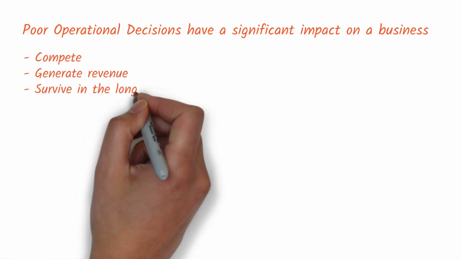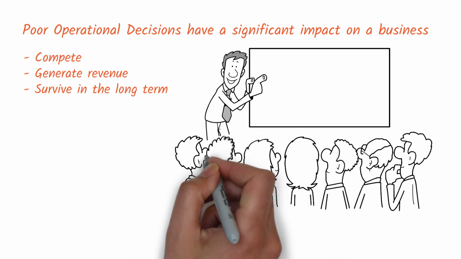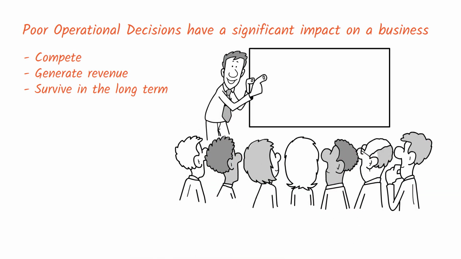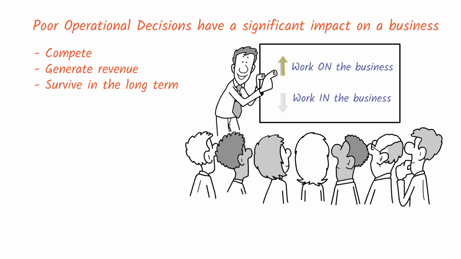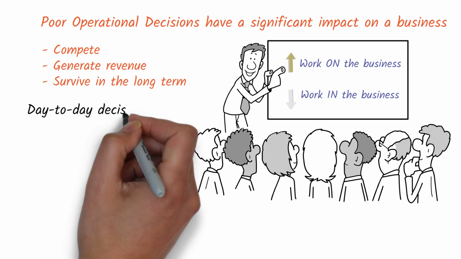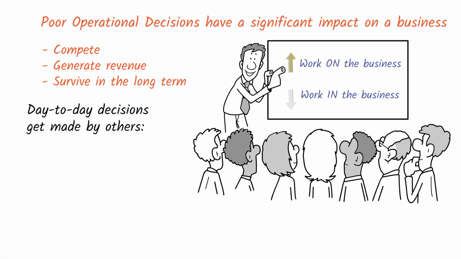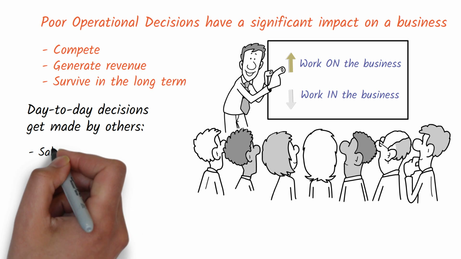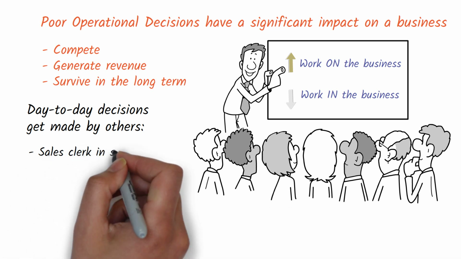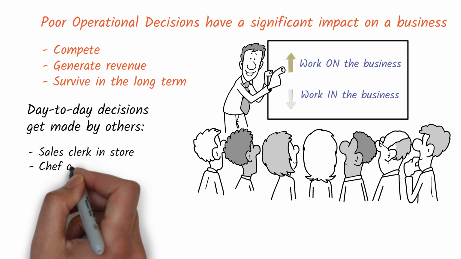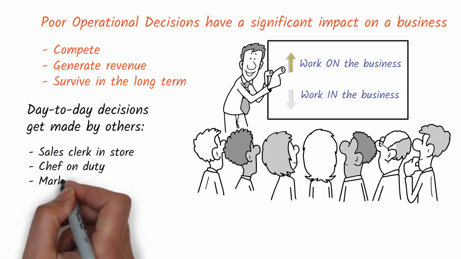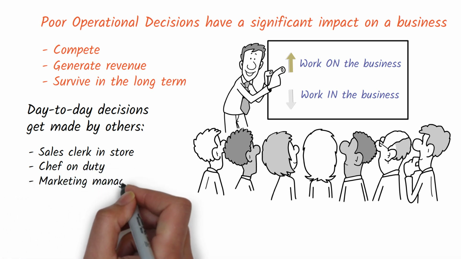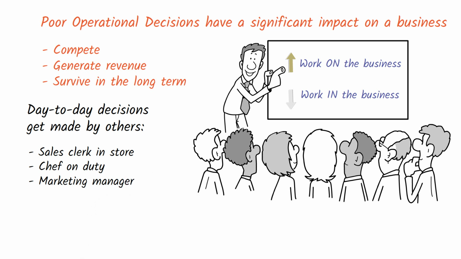This is part of the reason why you will hear a lot of business and marketing coaches stress the importance of a business owner spending most of their time working on the business where decisions are made, and less of their time working in the business where the decisions are executed. But here's the other thing. A lot of operational decisions are made by people on the ground carrying out day-to-day work, like the sales clerk who decides how they are going to approach a customer in store, a chef who decides on the special of the day, or a marketing manager who puts a brief together for the website copywriter.